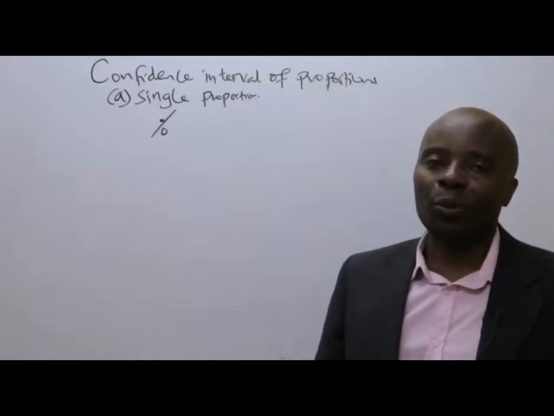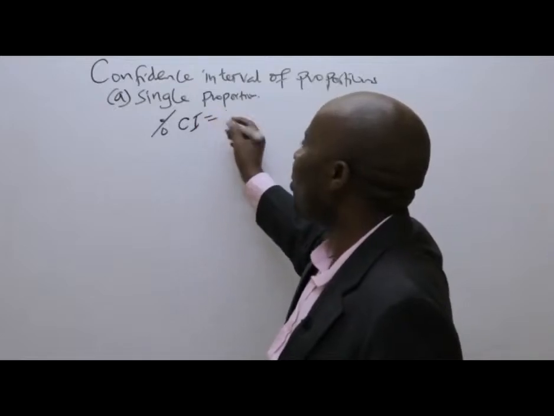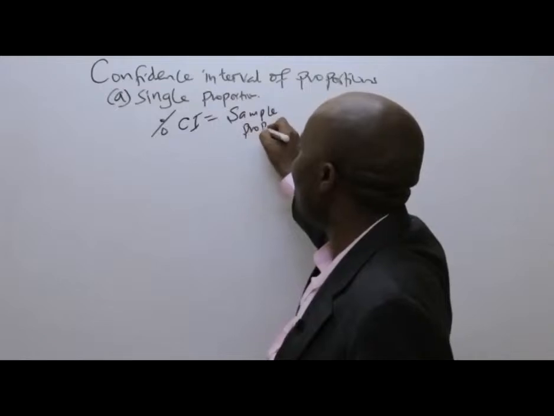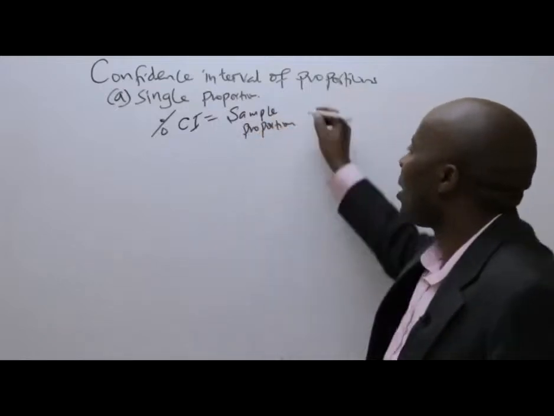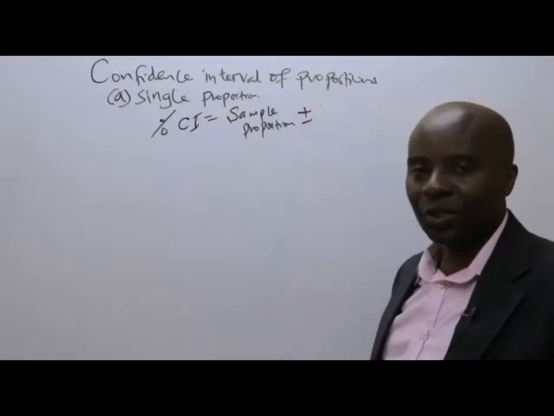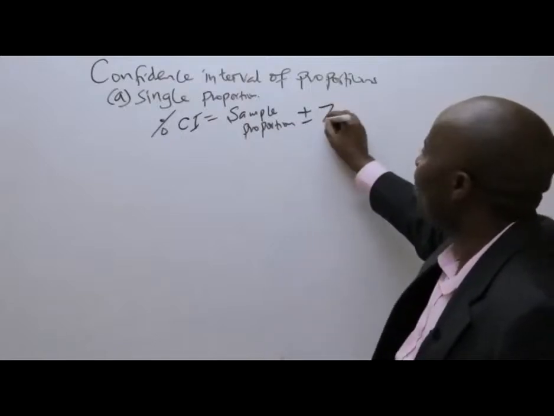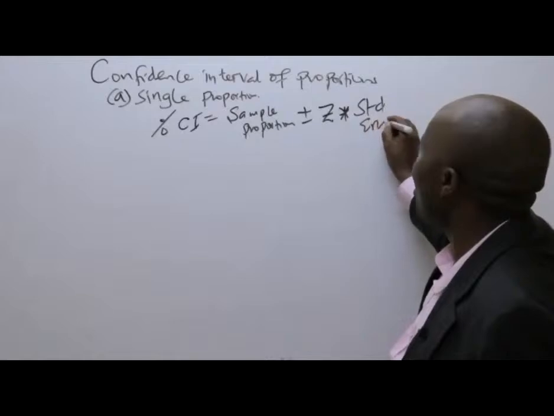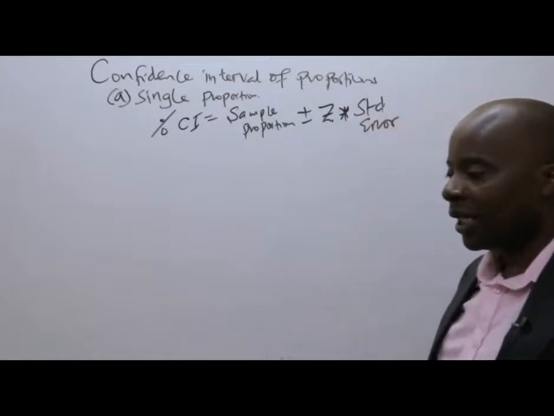A single proportion, percentage confidence interval will be equal to the sample proportion, plus or minus the test statistic. For now, we are looking at large samples, so the test statistic will be Z. So Z times what we call the standard who? The standard error. Z times the standard error.